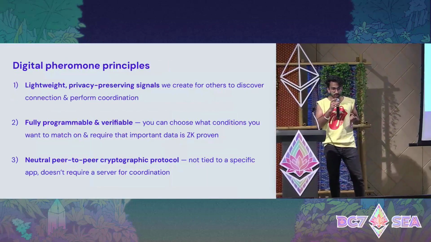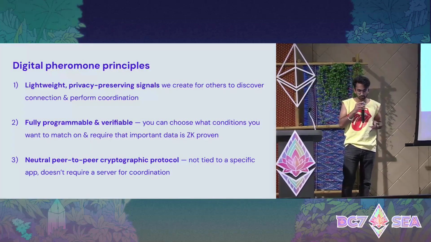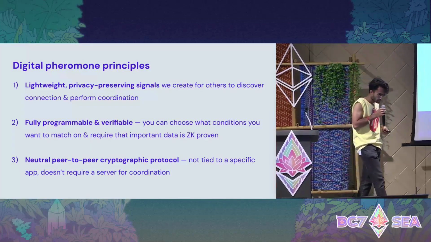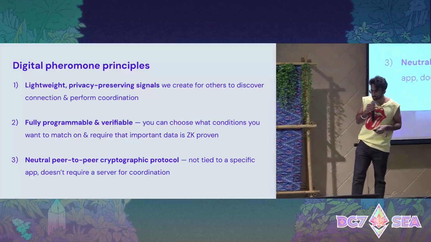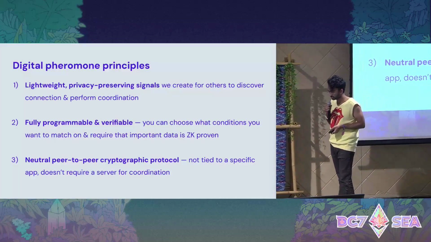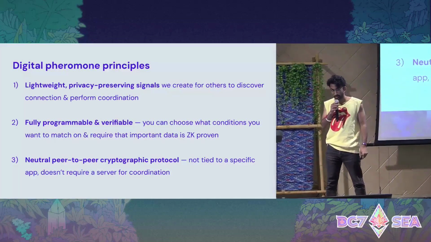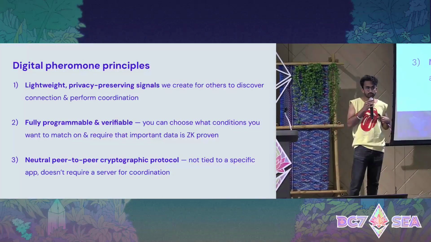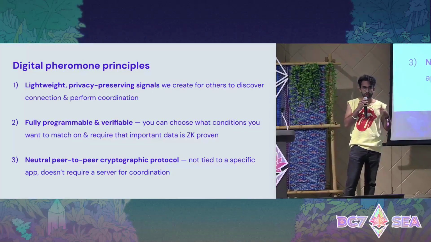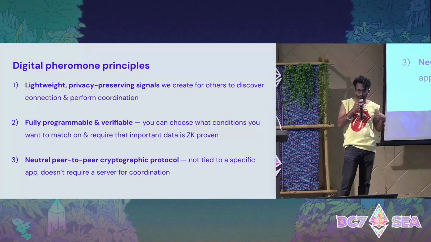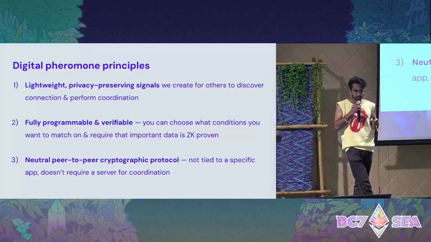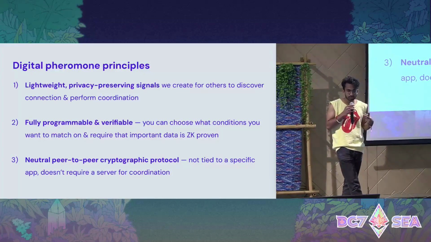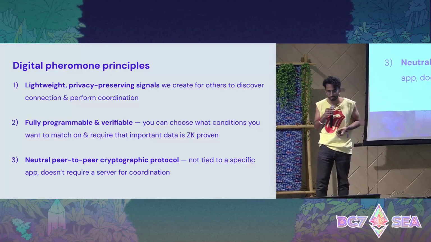So digital pheromones comes from combining these two different ideas, and I would define it in three principles, at least right now as we've played with it. The first is that this pheromone is a very lightweight and privacy-preserving signal. It shouldn't be very heavy. Ideally, it can just be transferred across something like Bluetooth or some sort of low-energy network. And we use it just to discover connection and perform coordination, very similar to how this works biologically.